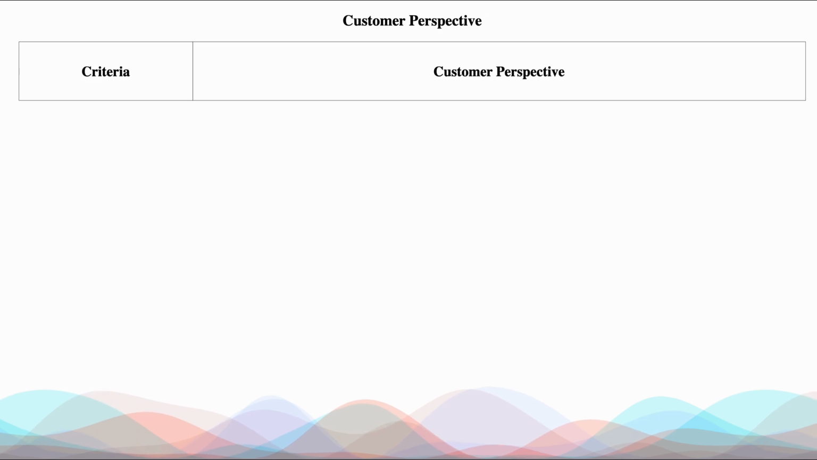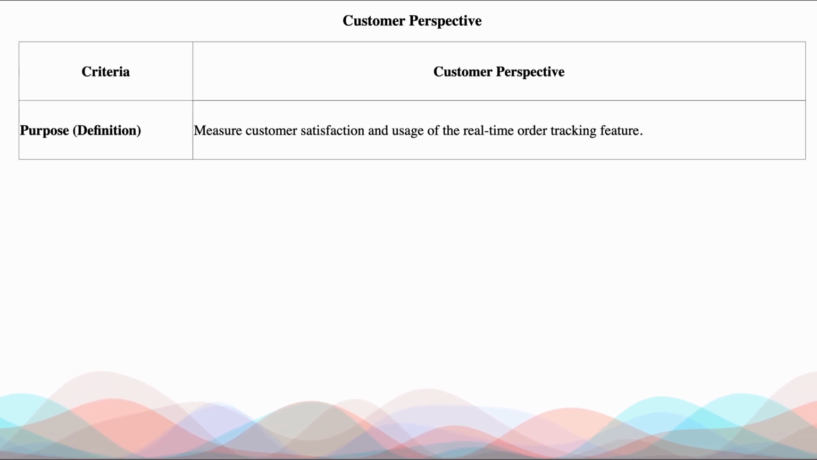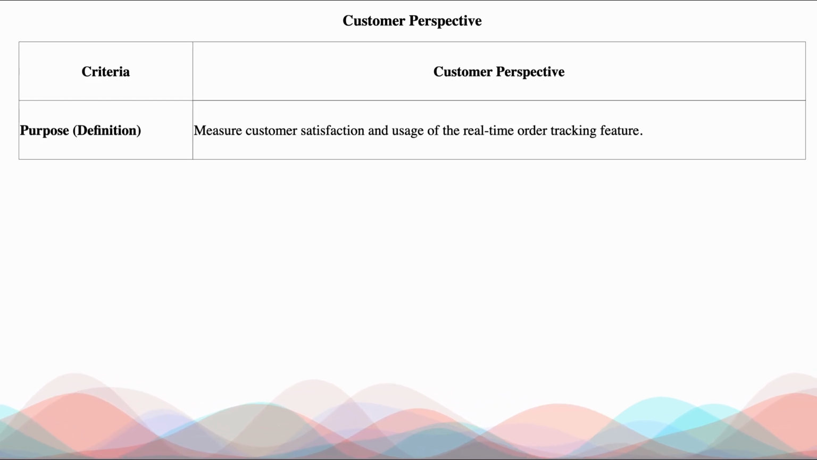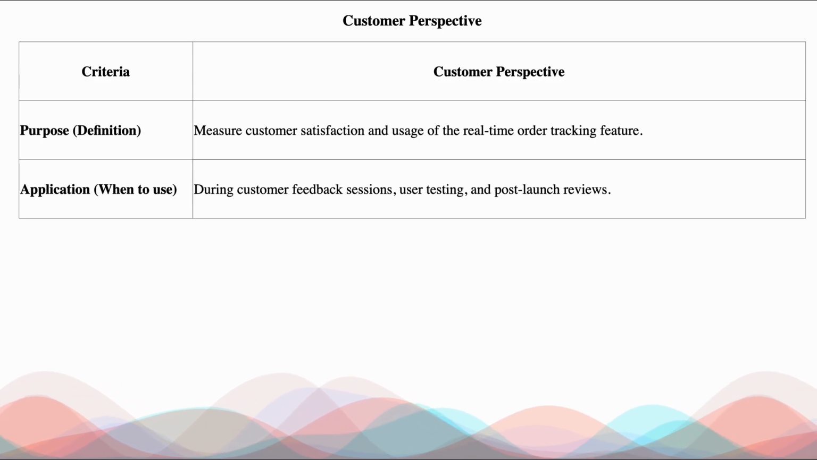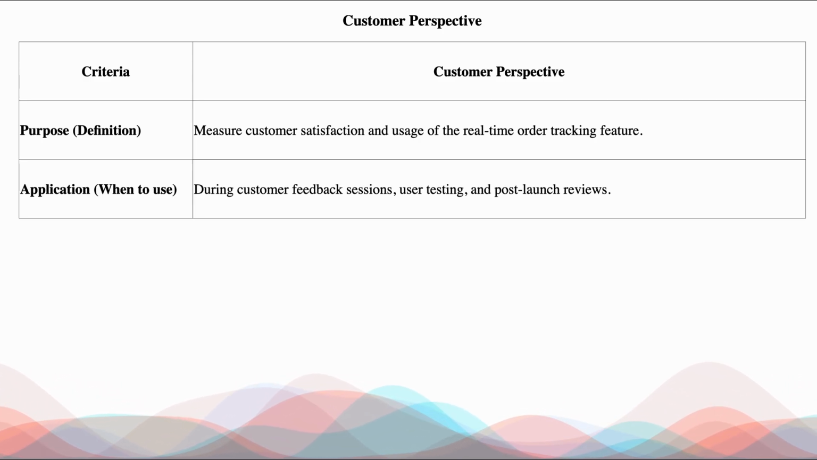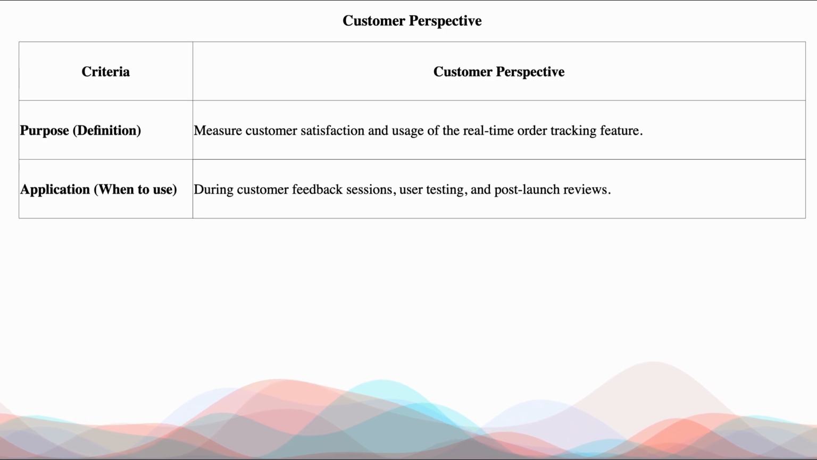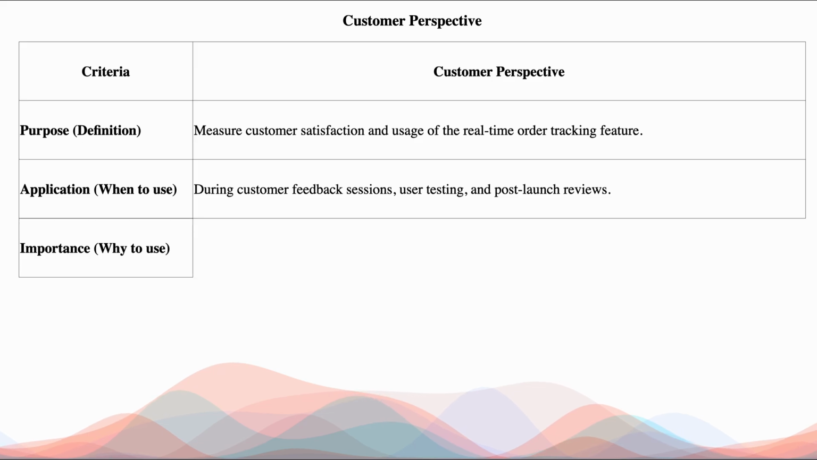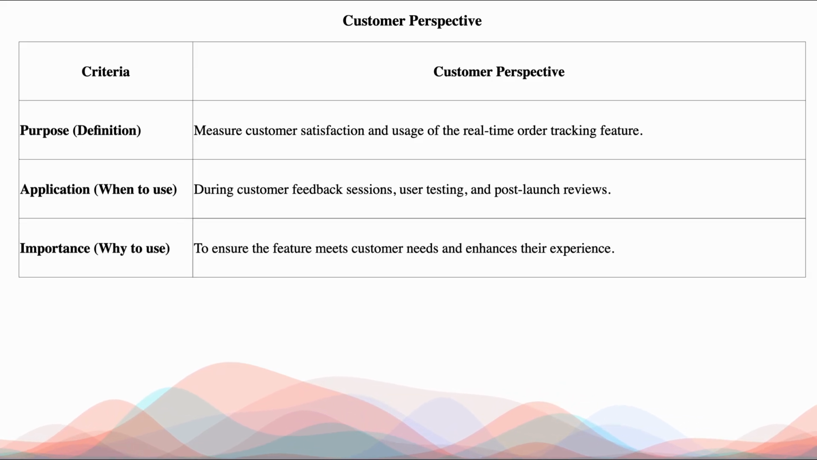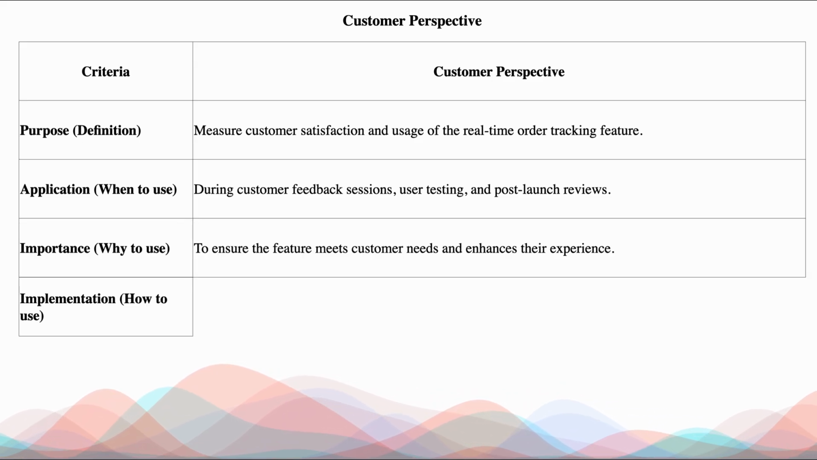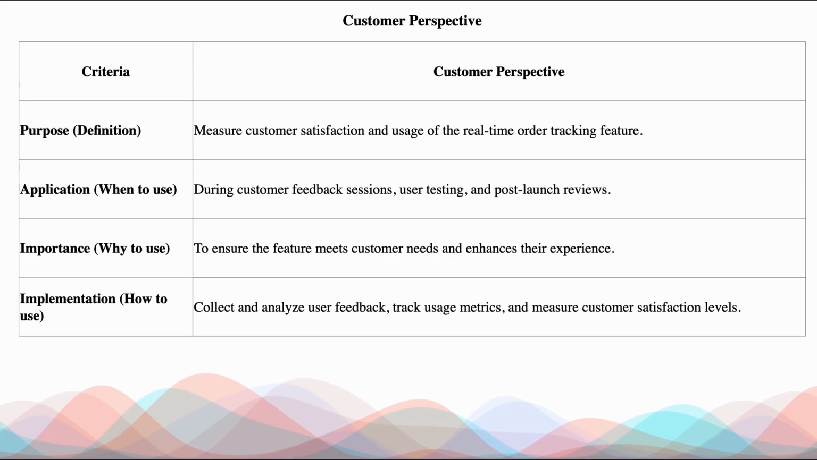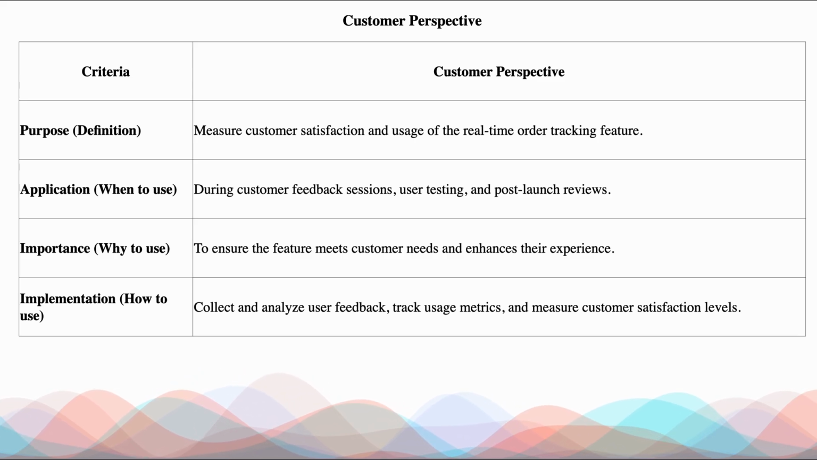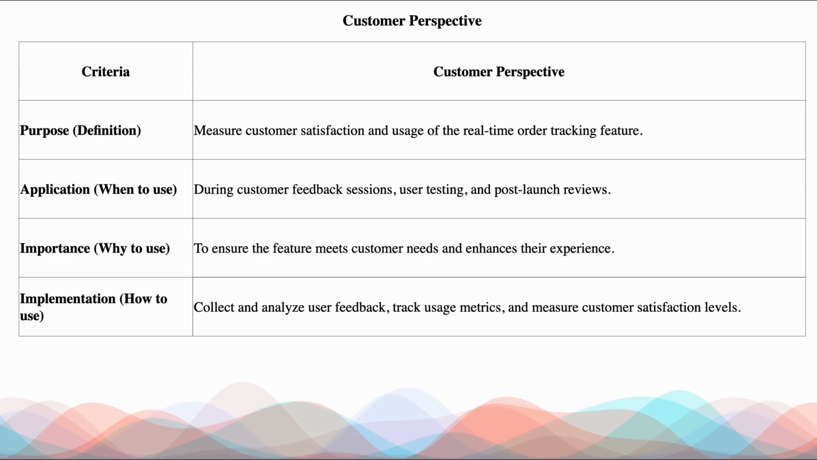So let us use our first way of looking at customer perspective for this feature. Based on the customer perspective, we measure the customer satisfaction and usage of real-time order tracking feature. When we use this, we use during the feedback session, user testing, and post launch reviews. Before even launching, we use it, or during the feedback session and user testing. Why we use it? To meet the customer needs and enhance their experience. How to use it? We collect and analyze user feedback, track usage metrics, and measure customer satisfaction levels.